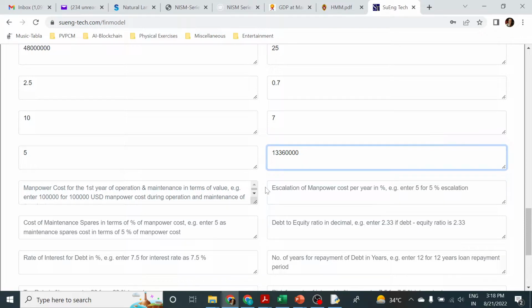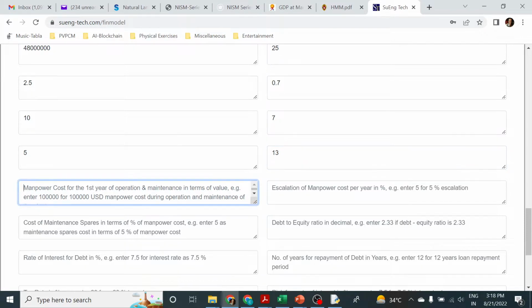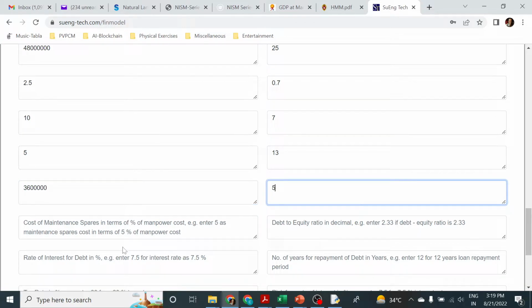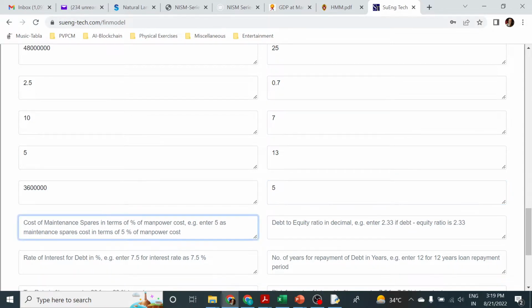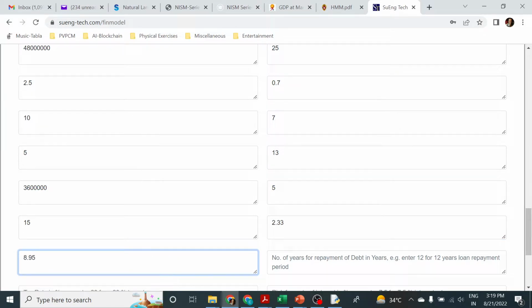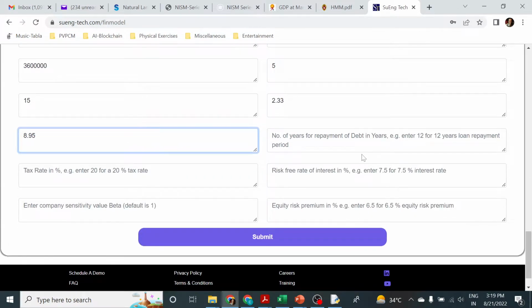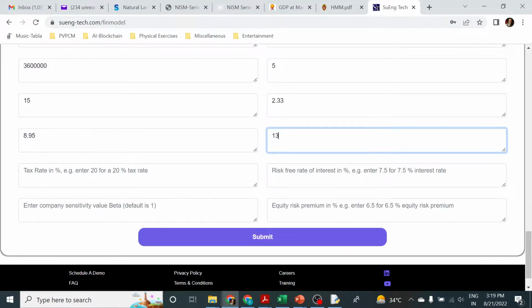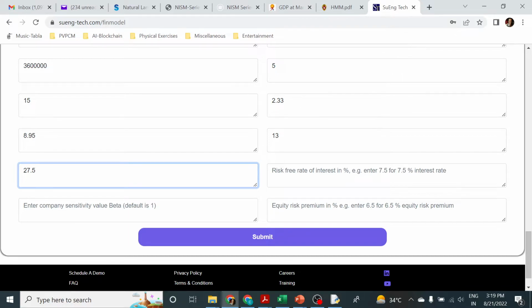Then escalation of manpower cost per year 5%. Cost of maintenance spares in percentage of manpower cost we can put 15. Debt to equity ratio, we take debt to equity 70 to 30. So 70 by 30 is equal to 2.33. Rate of interest for debt is 8.95% I can enter. Number of years for repayment of debt I can put 13 years. Tax rate, effective tax rate I put 27.5%.